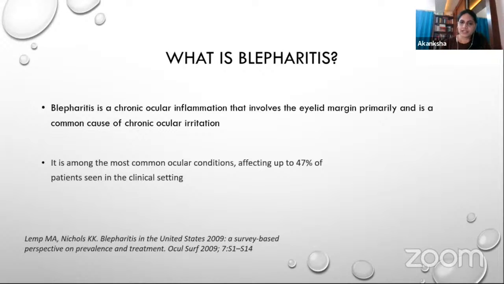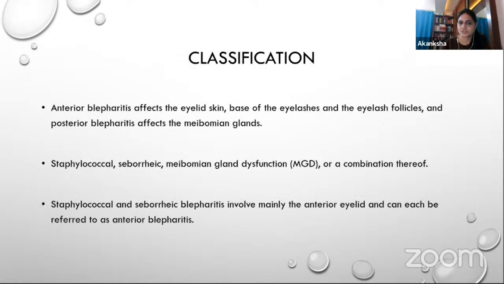Now it's a bit of an overlap when we come to blepharitis. I'll explain why. Blepharitis in itself is a chronic ocular inflammation that involves mainly the eyelid margin. And it's a very common cause of ocular irritation which would come to your clinic. It's one of the most common ocular conditions, affecting almost 47% of patients seen in the clinical setting. And though we may tend to ignore it, for the patient it's very important because the patient experiences a lot of symptoms because of this.